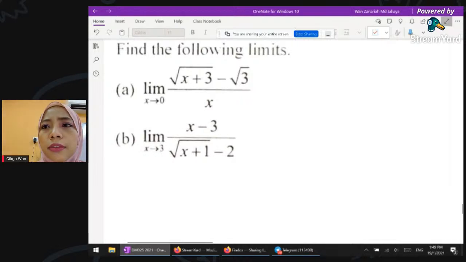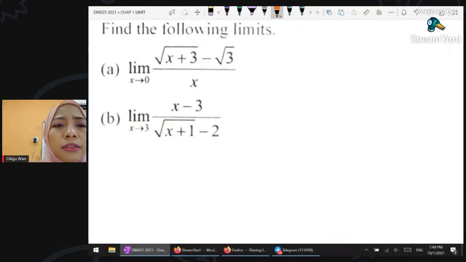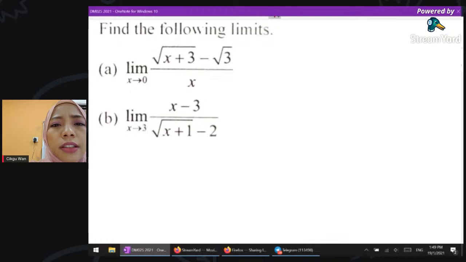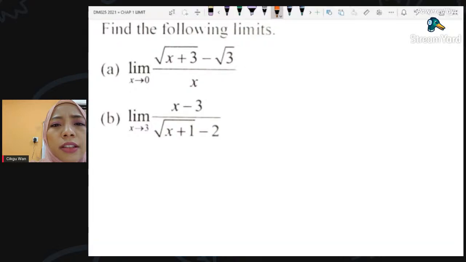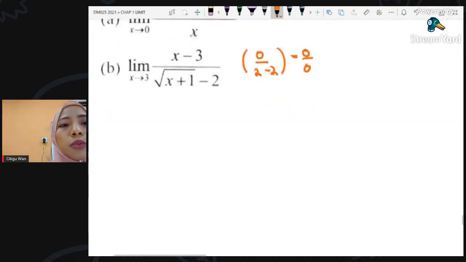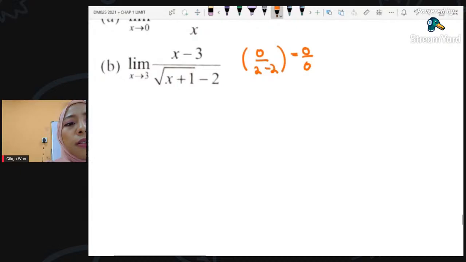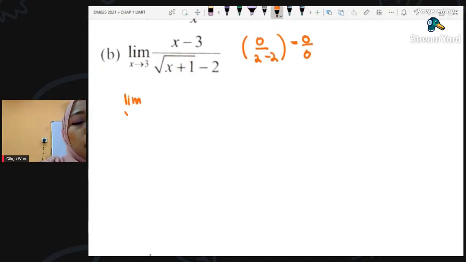Okay, so 3 minus 3 will give you 0. And then 3 plus... okay, so 2 minus 2 which is also 0. So it is 0 over 0, so you have to conjugate. So for B, limit x approaching 3.